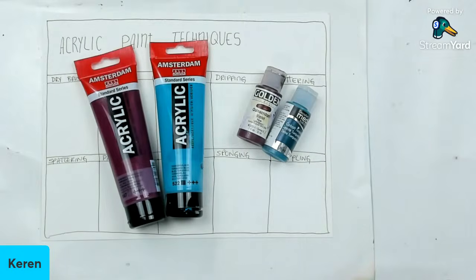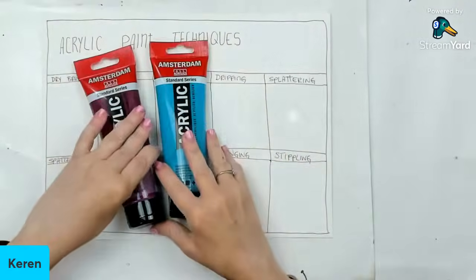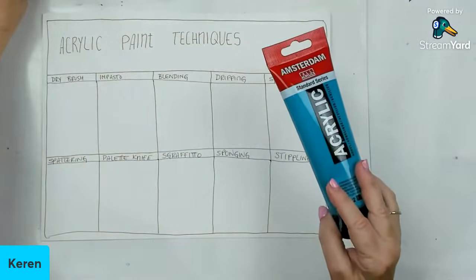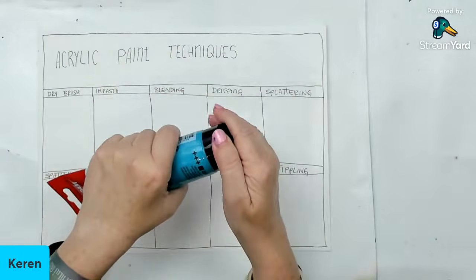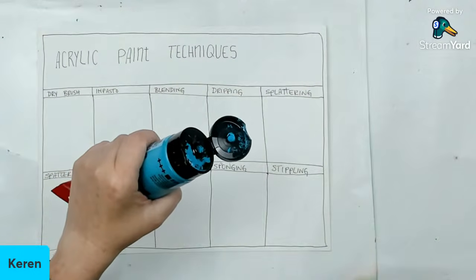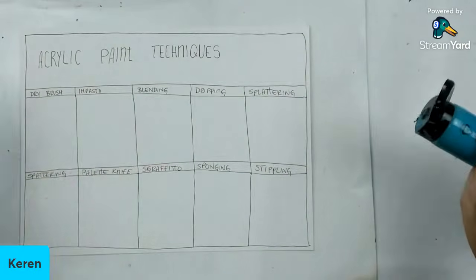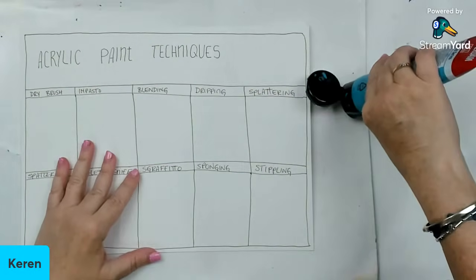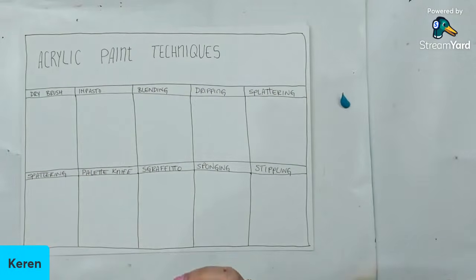Things like blending and dry brushing and splattering go hand in hand. So let's start with the simplest one, and that's called the dry brush technique, okay? For this, we usually need a very, very little bit of paint. Or maybe you don't, depending on what your surface is, but for this purpose, I'm going to put just a little bit of paint on my mat, okay?